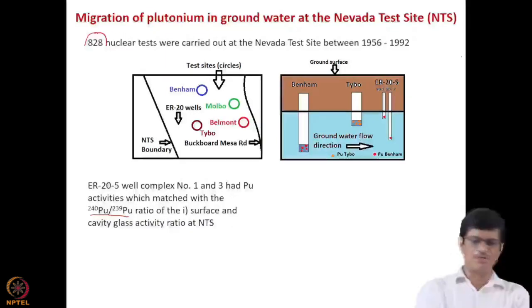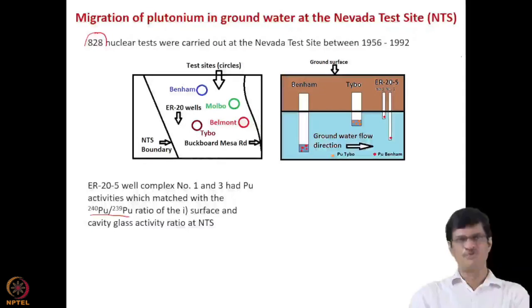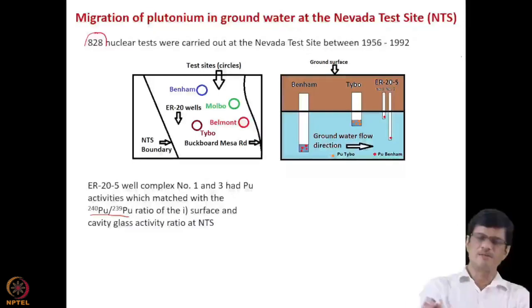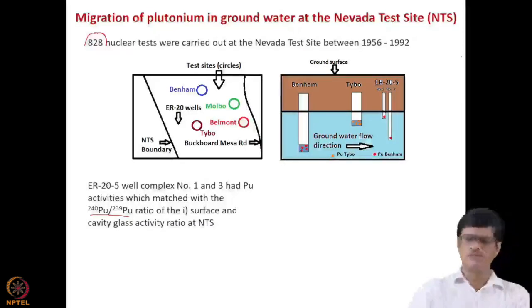At the ER-25 well complex, wells number 1 and number 3 had plutonium activities which matched the 240 to 239 ratio of the surface and cavity glass activity at the Benham test site at the Nevada test site.